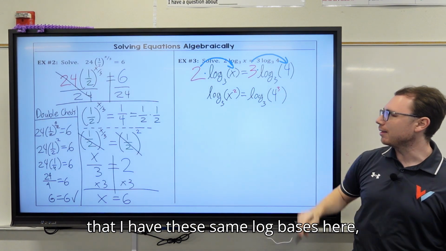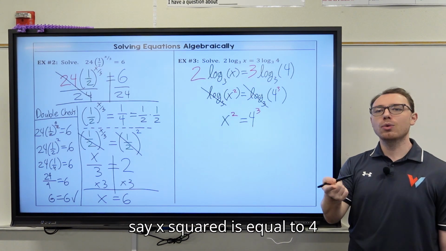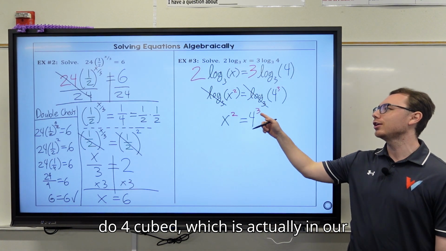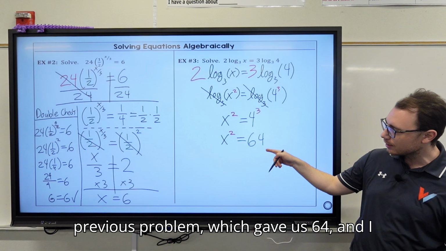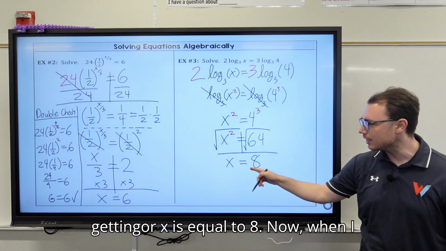Now that I have these same log bases here, I'm able to just drop those logs and say x squared is equal to 4 cubed. And now it's super easy for me to do 4 cubed, which was actually in our previous problem, which gave us 64. And I can square root both sides, and I end up getting 8, or x is equal to 8.